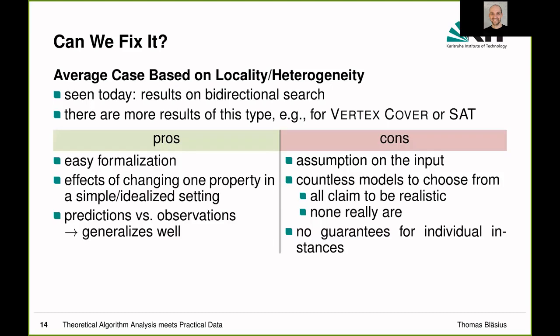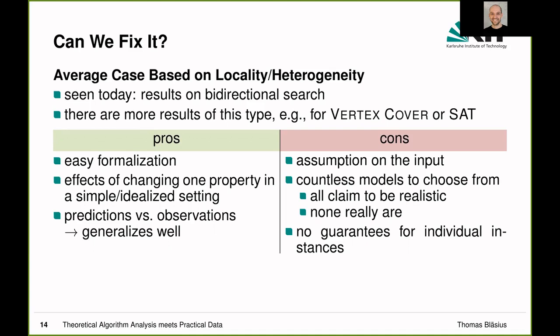I already mentioned earlier that this approach has some pros and some cons, but I think it's worth mentioning them again. So what are the disadvantages of this approach? Well, first of all, I have to make some assumptions on the input, and then I have to choose a specific model for my input. And there are a bunch of random graph models I could choose from, and all probably claim to be very realistic, but none really are, at least for a large set of instances.